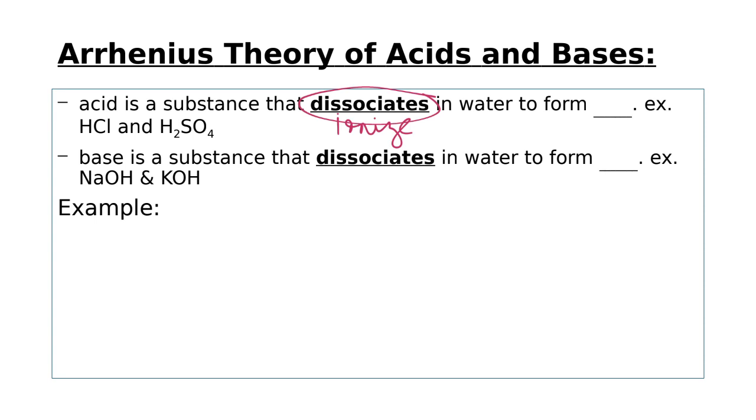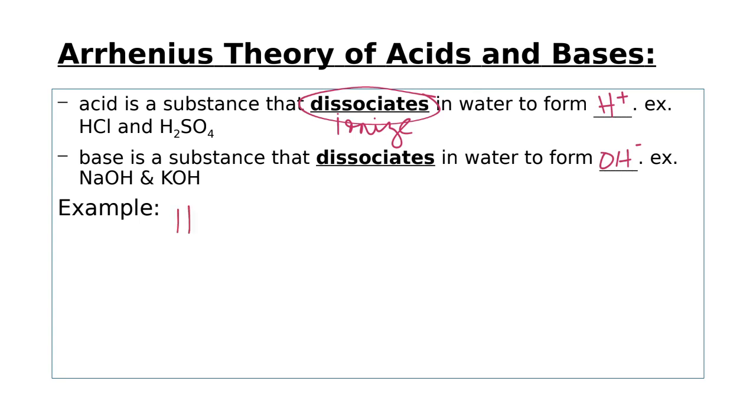And when acids break down or dissociate or ionize in water, they form hydrogen ion. A base is a substance that dissociates in water to form hydroxide ion. So we have 2 examples there of acids and bases. And this is what his definition of each acid and base was. And he wasn't wrong. These are very good definitions.